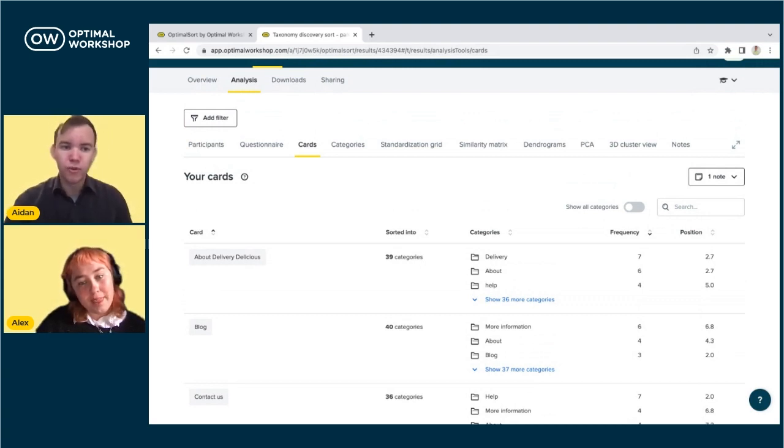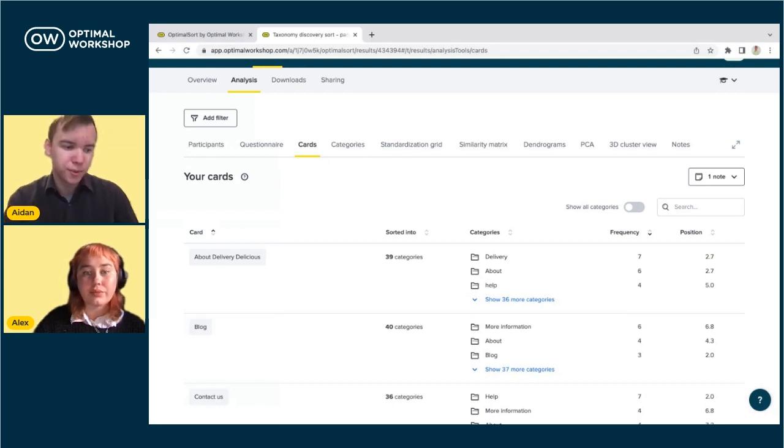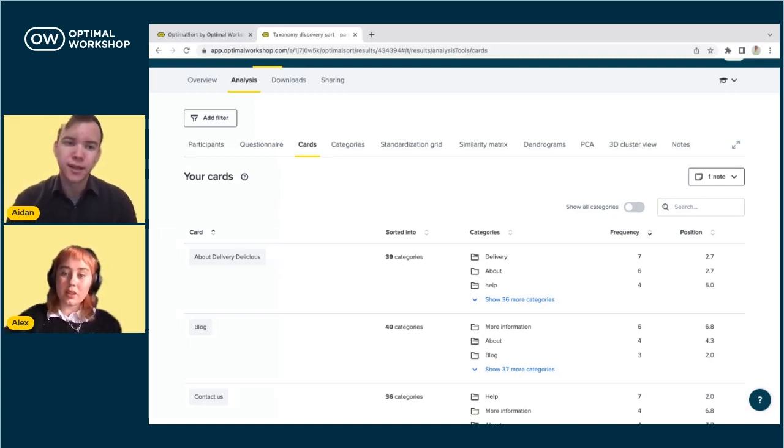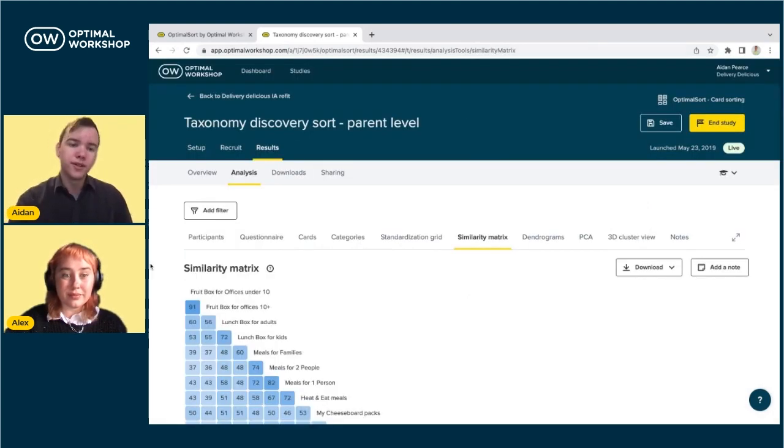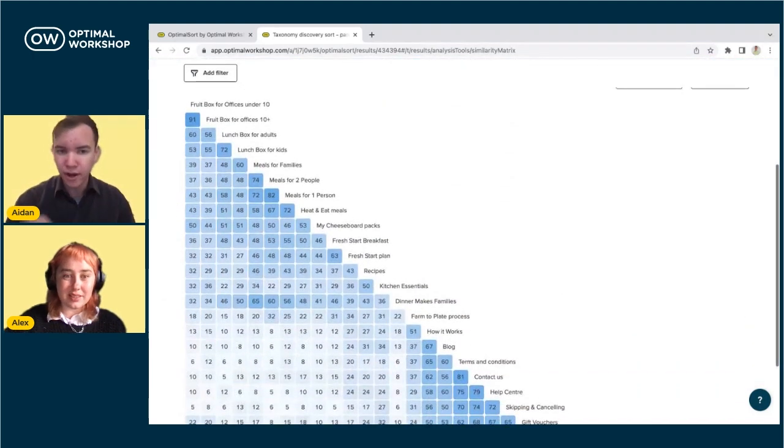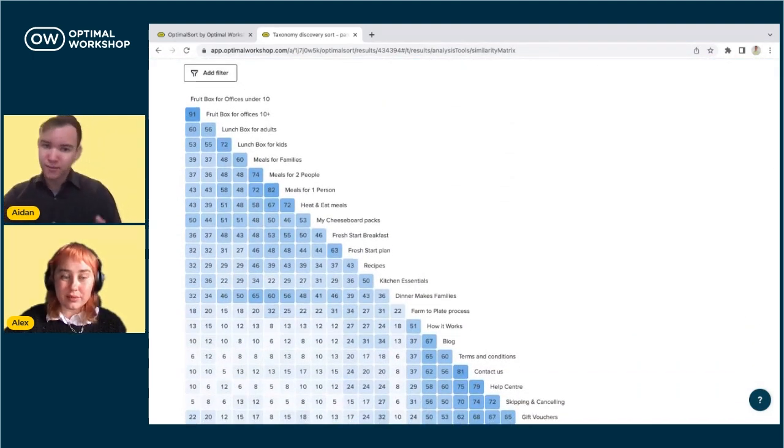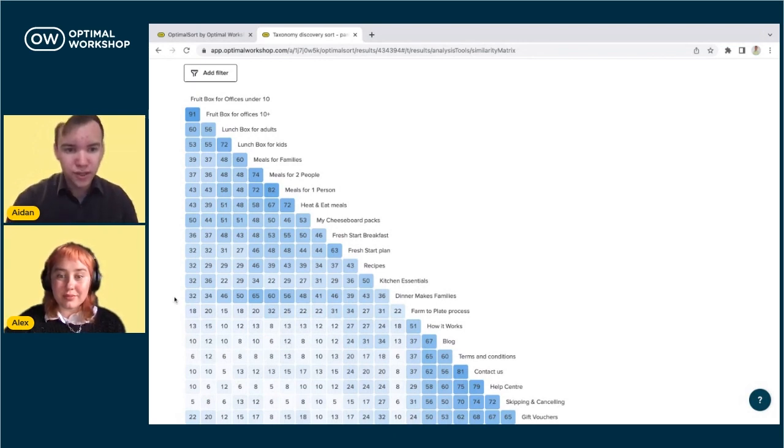Once we've familiarized ourselves with the category names and some of those proposed category names, we can then investigate some of the relationships between the cards and see which cards were grouped together a lot, to ultimately signify that they might end up together as we build out our information architecture structure on our pages. For this, we might go into the similarity matrix. The similarity matrix is stacking cards based on their relationships individually, one-to-one with each other.